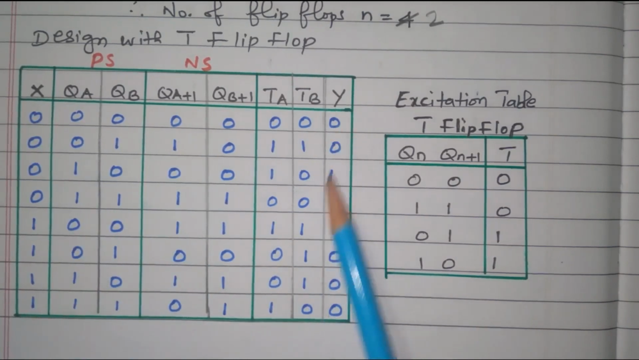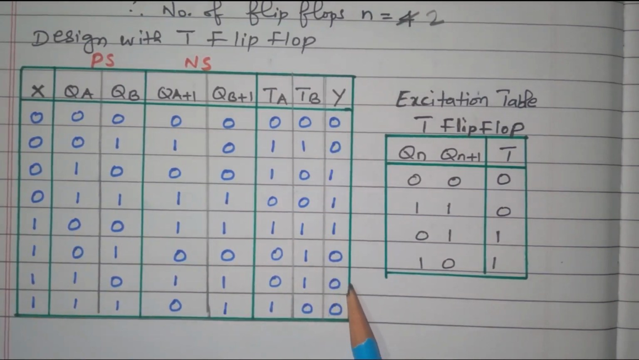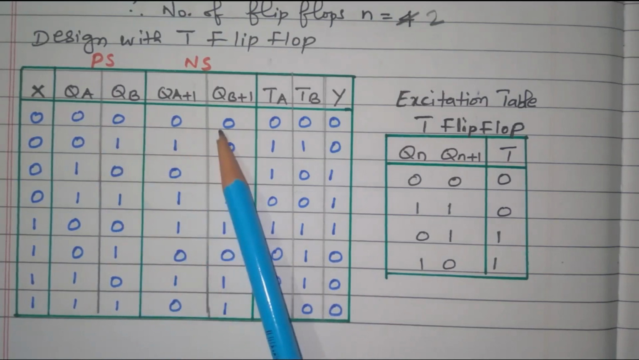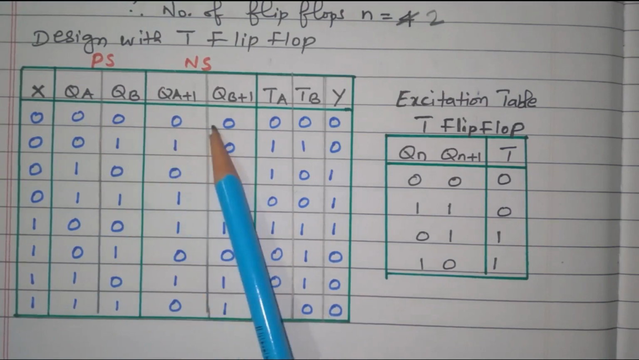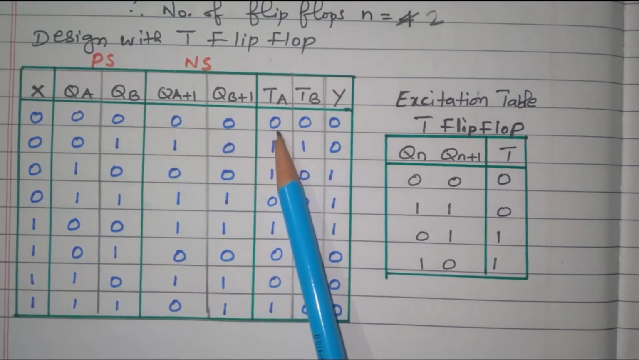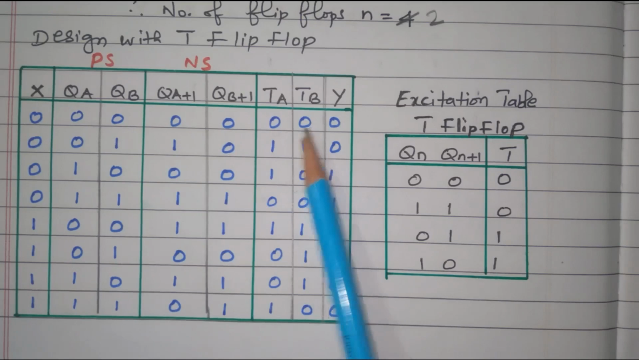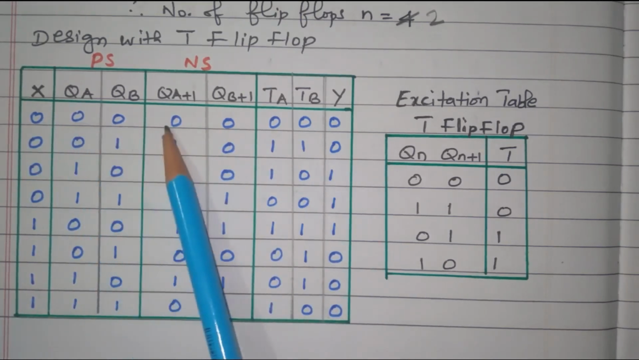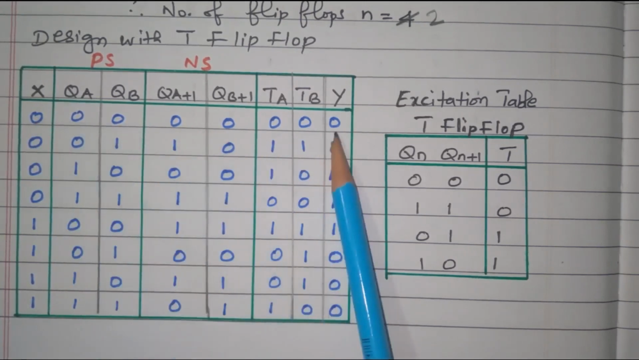X is the input, this is the output Y, that is available in the excitation table. This is the current state, this is the next state. From current state to next state, we need to identify what is the TA value and TB value, right. First, how to develop this diagram? For 0 0 to 0 0, input is 0, output also 0, right.